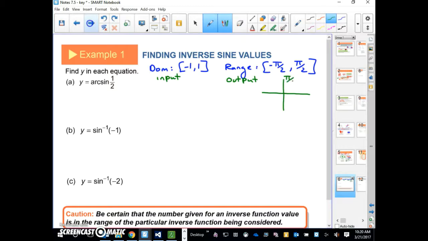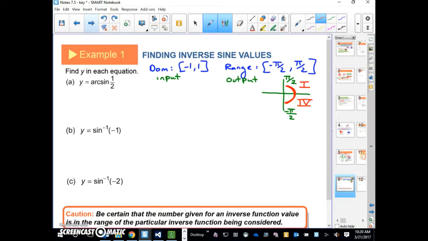We all should know that pi over 2 is up here, like 90 degrees. So negative pi over 2 would be down here. That's like negative 90 degrees. And so when it says that the range is from negative pi over 2 to positive pi over 2, it's talking about from here to here, basically. Or, in other words, they're talking about quadrants 1 and 4.